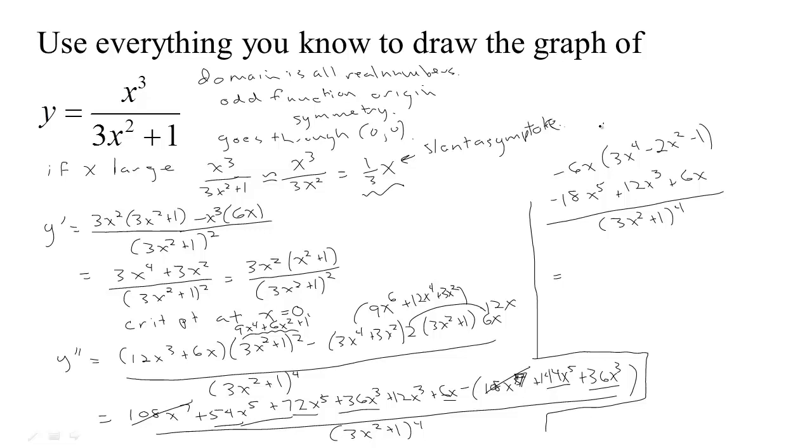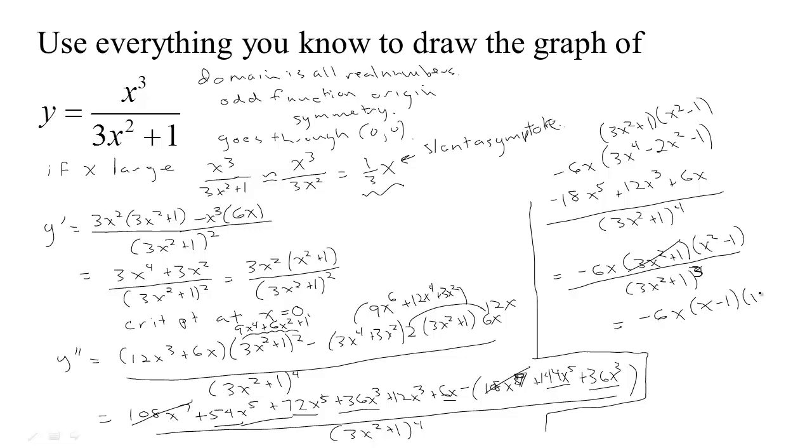And it looks like that factors. We could use 3x² and x², and we could do a negative 1 and a positive 1 here. Does that work? 3x⁴ minus 3x² plus x² would be minus 2x² and minus 1. Yeah, okay. So our second derivative is negative 6x times (3x² + 1) times (x² − 1) all over (3x² + 1)⁴. And that cancels that and leaves us (3x² + 1)³. Could factor just a little bit more on this second derivative. We've got negative 6x, (x − 1), and (x + 1).